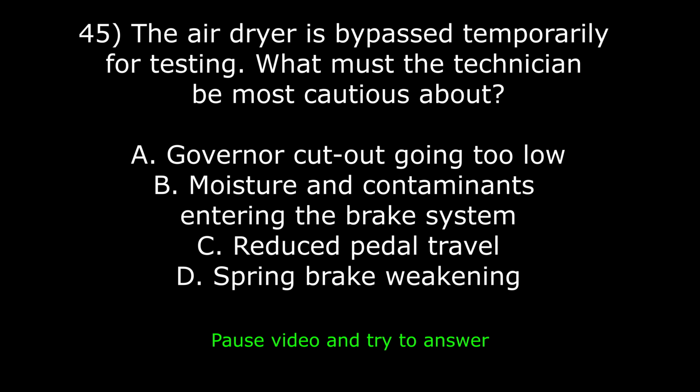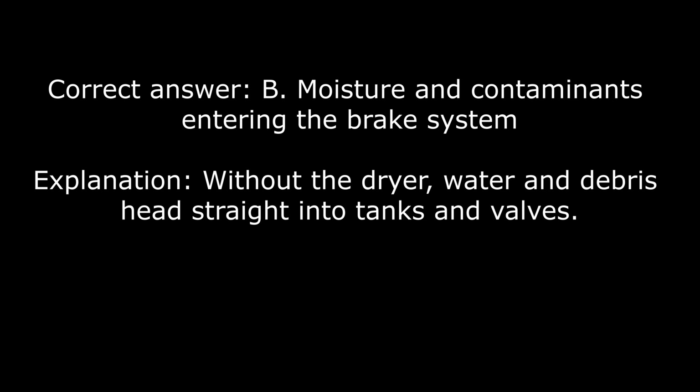45. The air dryer is bypassed temporarily for testing. What must the technician be most cautious about? A. Governor cut out going too low. B. Moisture and contaminants entering the brake system. C. Reduced pedal travel. D. Spring brake weakening. Correct answer, B. Moisture and contaminants entering the brake system. Explanation: without the dryer, water and debris head straight into tanks and valves.